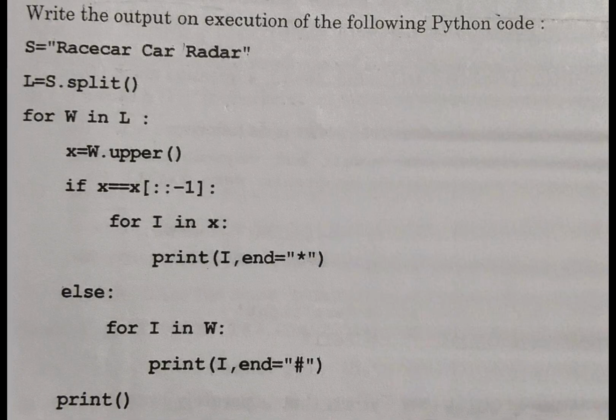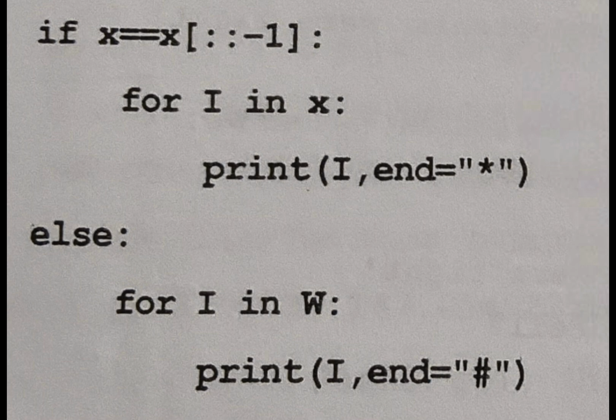Now we are coming to the conditional statements. So now our output will be whatever these conditional statements will decide. So let's check what these conditions are saying one by one. It is written that if x is equal to x in square brackets colon colon minus 1. So here the double equal to sign is used to show equality. So we have to show the equality between x and x[::-1].